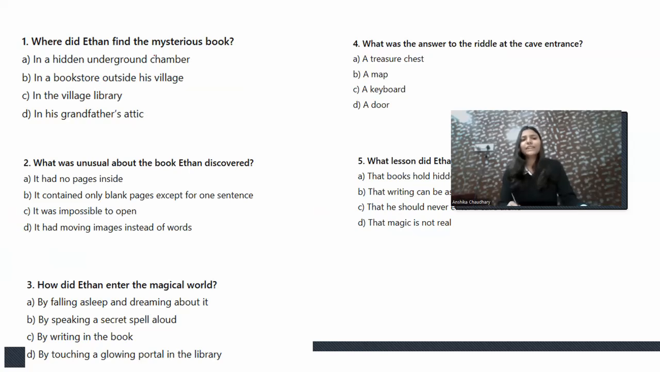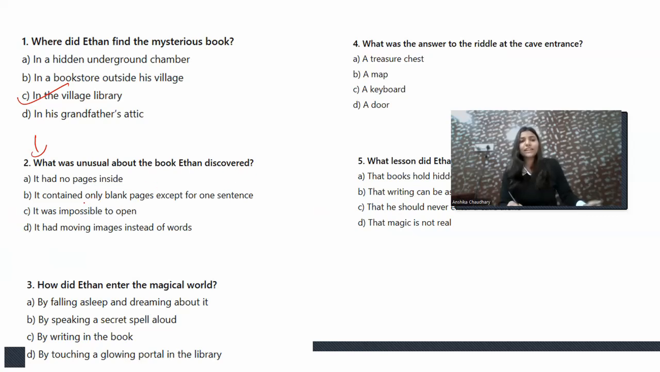Okay, where did Ethan find the mysterious book? So it is absolutely clear that the book was in the Bliss library, right? So option number C, that is coming from the initiation paragraph. Okay. The second is, what was unusual about the book Ethan discovered?